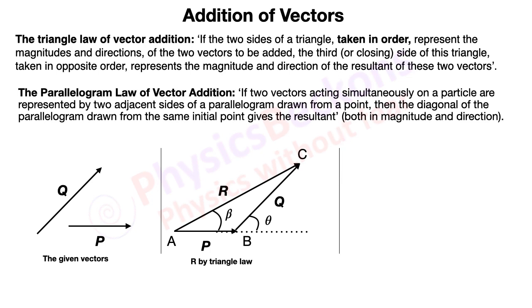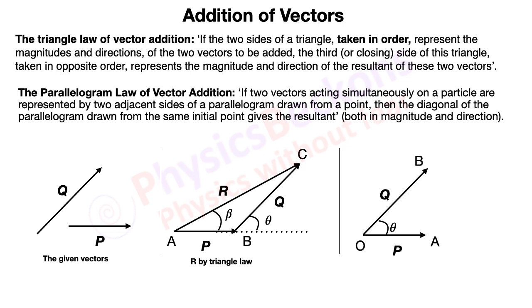So now let's see this result. How can we get the result? By using the parallelogram law. Vector P represented by side OA of parallelogram. The other vector Q is also to be represented by the side drawn from the same point O, because this is the condition of the parallelogram law. This is vector Q represented by side OB. So P and Q, both vectors are drawn from point O.